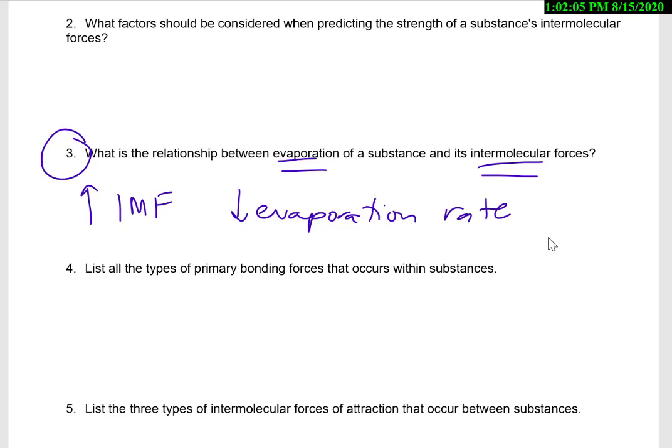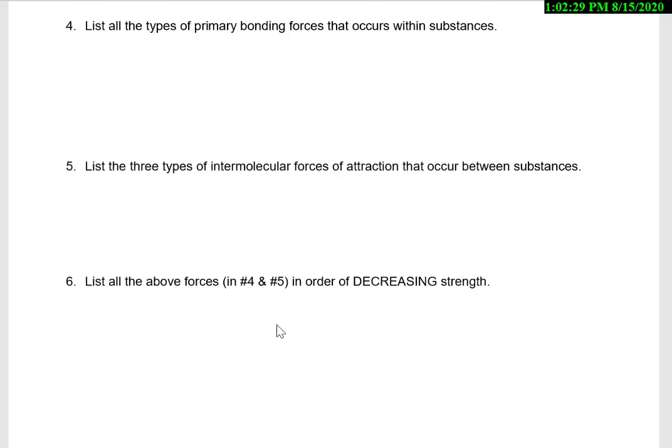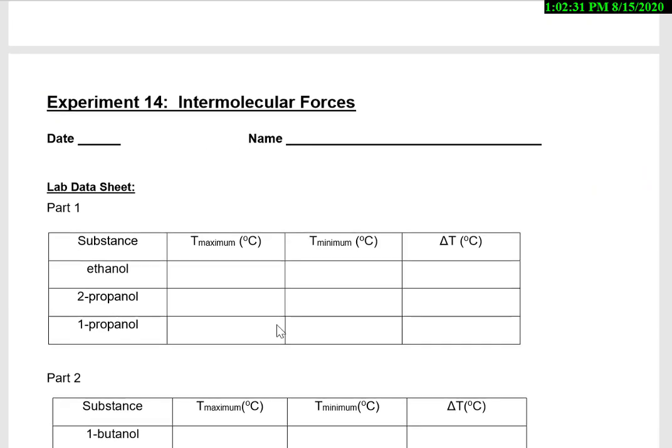And the way we're measuring this in this lab is looking at a change in temperature as it evaporates. So what we can also say here is you also have a small change in temperature. So small delta T, a small change in temperature, means very little evaporation rate, and very little evaporation indicates greater intermolecular forces. And so you'll complete the pre-lab.